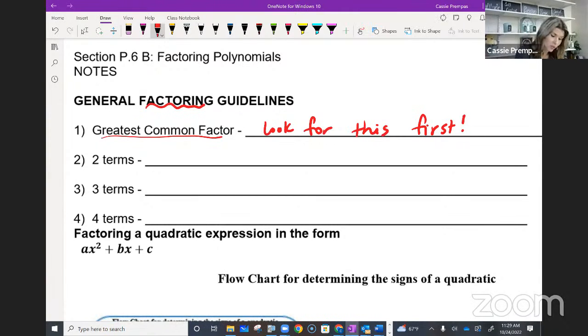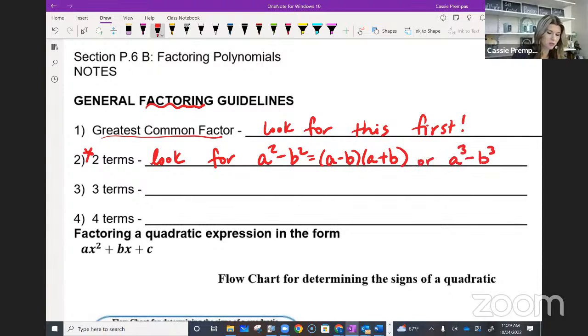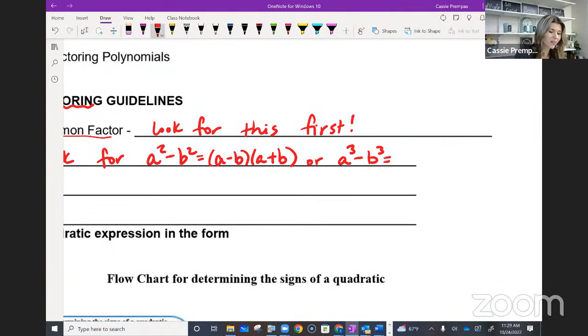Then if you have two terms, this is what will show up on tomorrow's quiz. Then you're going to look for, do you have a squared minus b squared? Let's just practice writing it because we need it for the quiz tomorrow. That's going to factor down into a minus b, a plus b. Or do you have a cubed minus b cubed? That's the long one no one really likes, but hopefully you'll at least be able to remember a minus b. Most people remember that one.